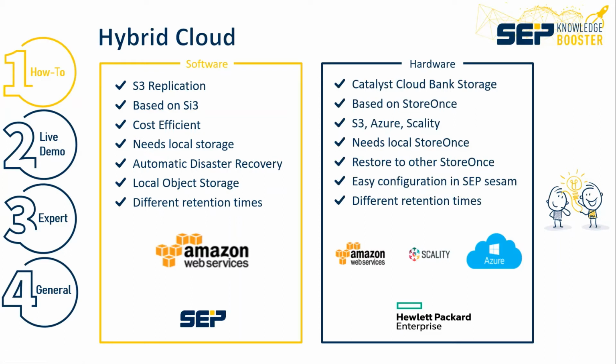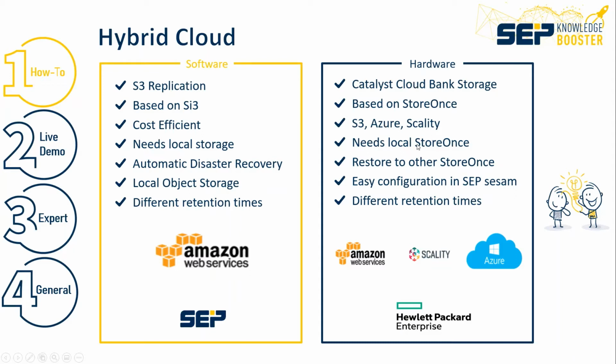Yeah, how does it look on the appliance side? With the HPE StoreOnce Catalyst, we have the Cloud Bank storage functionality. This is based definitely on a StoreOnce hardware or VSA. It's also available as a virtual appliance. And this has a replication functionality to S3, directly to Azure, into the blob storage, and for Scality.